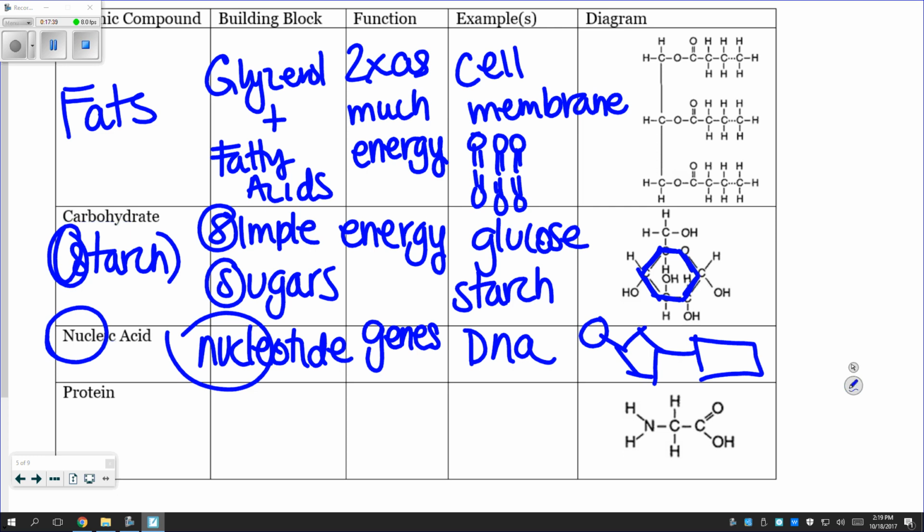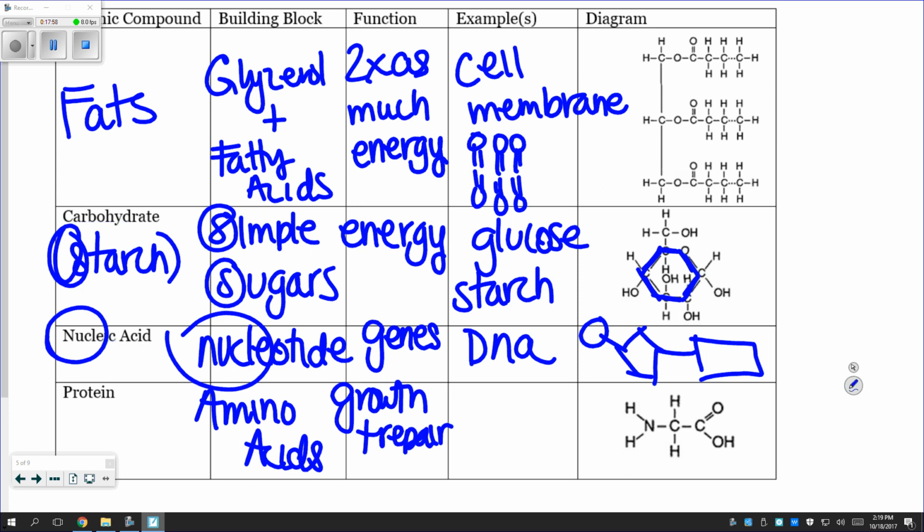And last up, we have proteins, which have kind of been a main focus of this unit. The building blocks of proteins are going to be amino acids. Many times we think about this for growth and repair, and two common examples you'll see are going to be the enzyme and the hormone. Remember, those have really specific shapes. So it's important for you to remember that. They undergo that lock and key model.